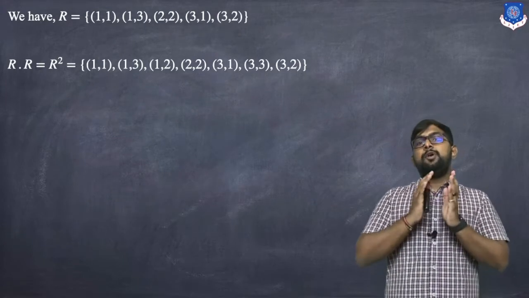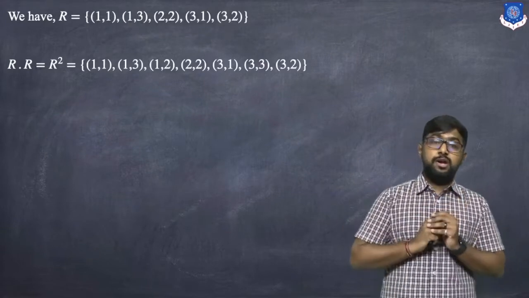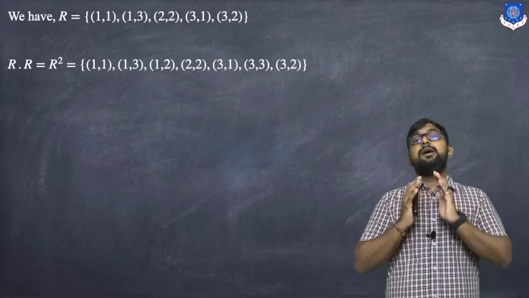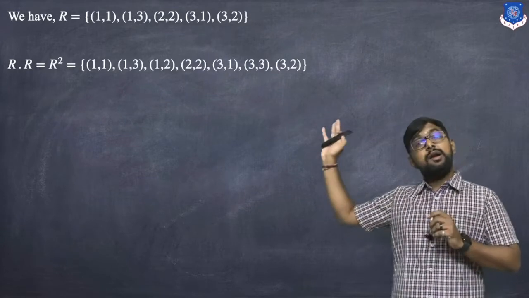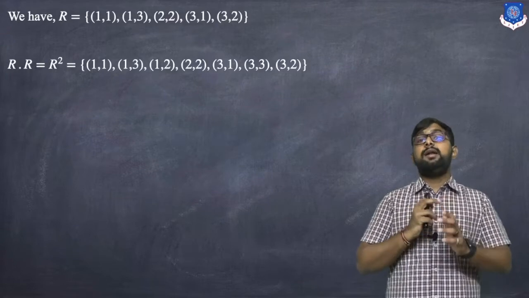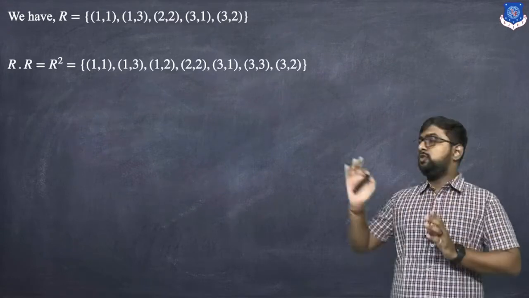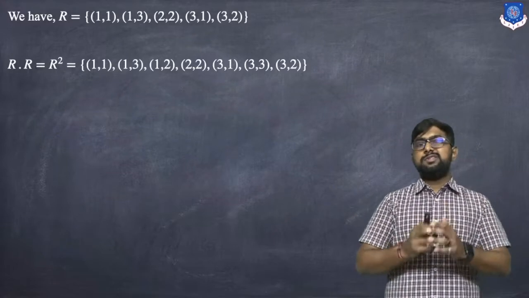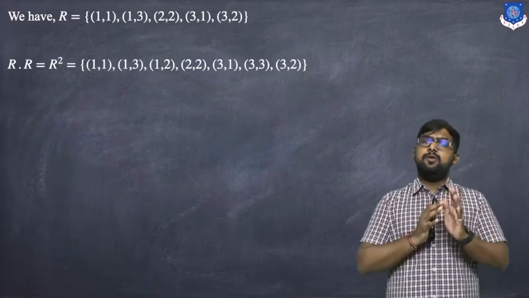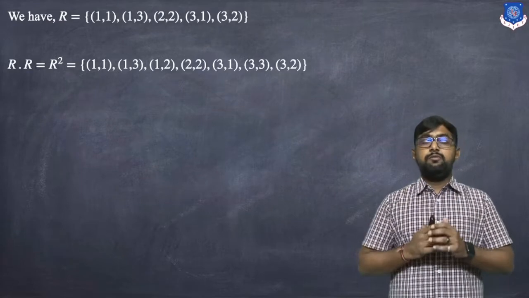Then 3 is related to 1 and 1 is related to 1, so the (3,1) pair will be there. In the same manner, 3 is related to 1 and 1 is related to 3, so the (3,3) pair will be there. And lastly, 3 is related to 2 and 2 is related to 2, so the (3,2) pair will be there. So this is how you can calculate this. We have already discussed this composition in our previous lecture very thoroughly.